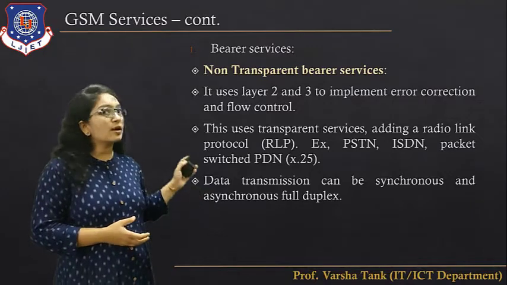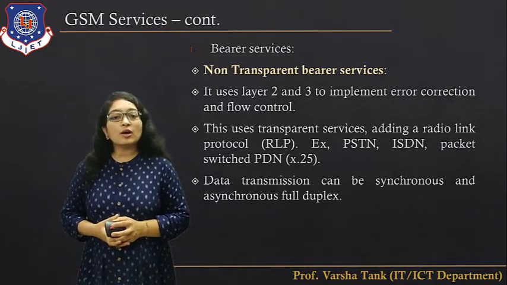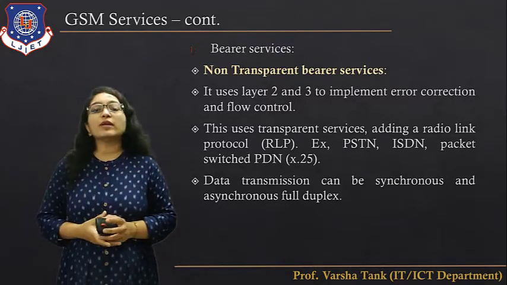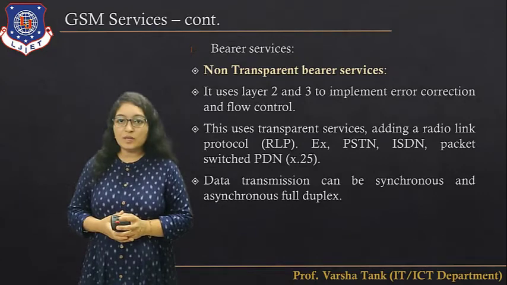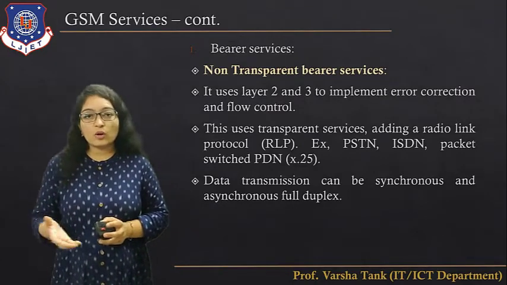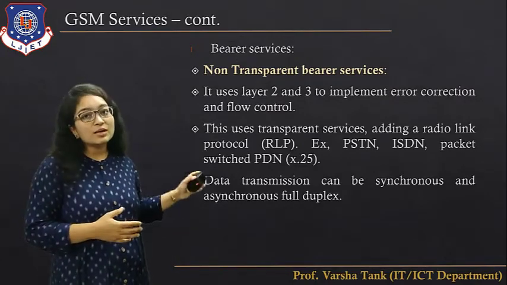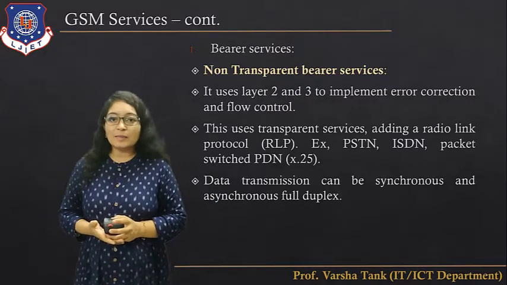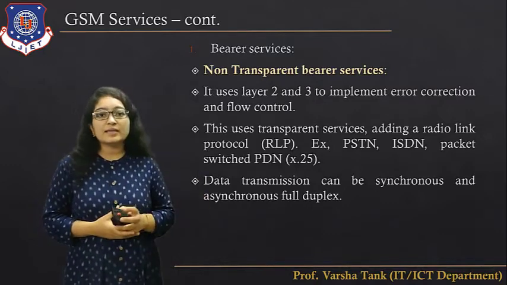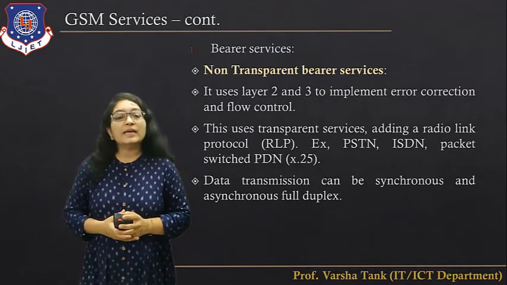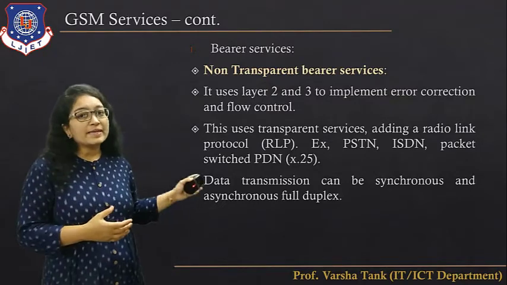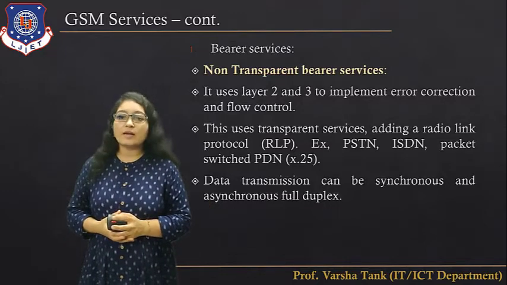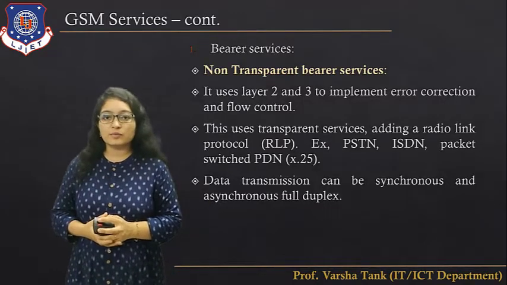Now next one is the non-transparent bearer service. So non-transparent, that means it will not work at the physical layer, it works at layer 2 and layer 3, to implement the flow control and the error correction. So this uses the transparent services adding a radio link protocol. Okay, so that is RLP is used, for example, PSTN, ISDN, that is public switched telephone network, integrated services digital network, packet switched network. Okay, data transmission can be synchronous and asynchronous, but it is in the full duplex mode.